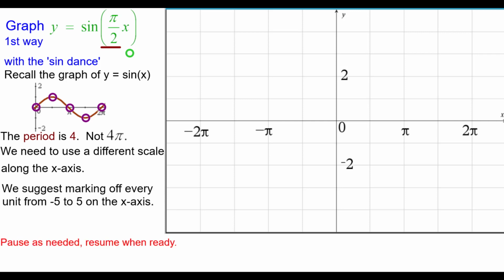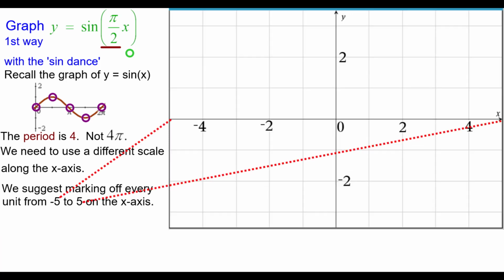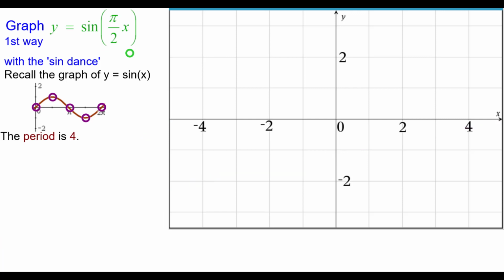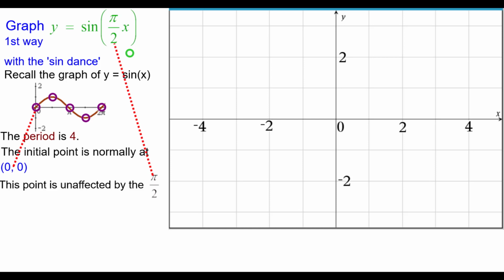We need to use a different scale now along the x-axis. We suggest marking off every unit from negative 5 to positive 5 along the x-axis. Pause to do that. You can see we did just do that. The initial point is normally at the origin, and it's unaffected by that factor of pi over 2. So we'll plot the origin.